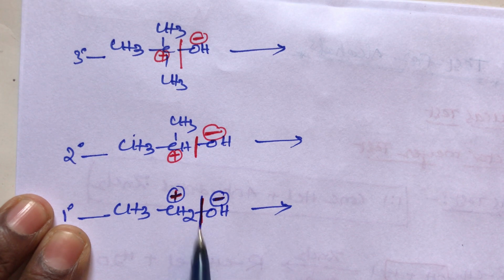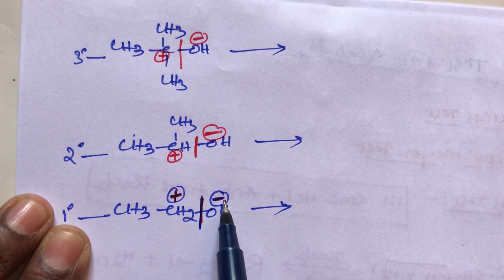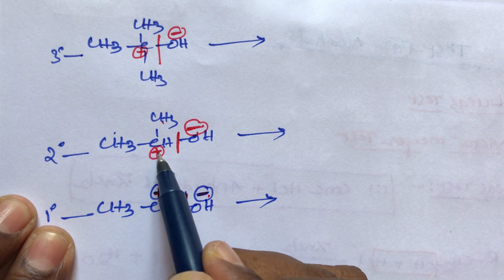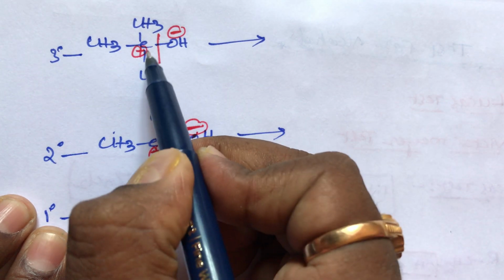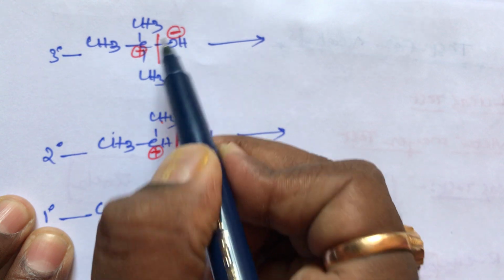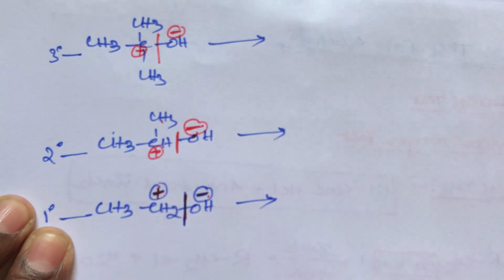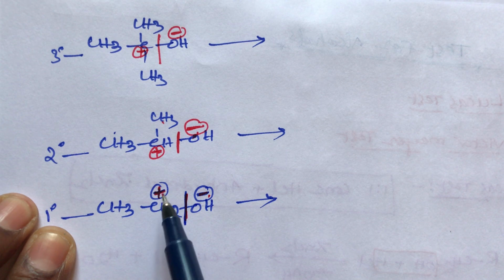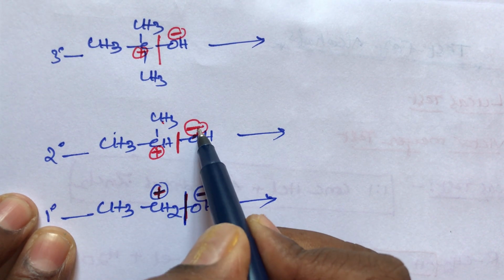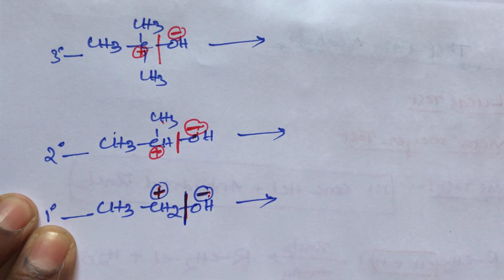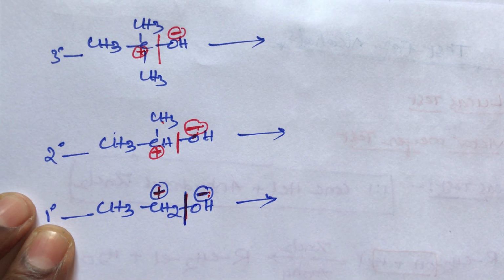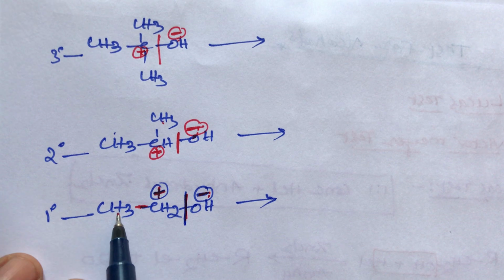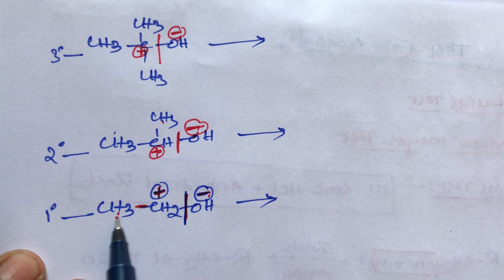Easy bond breaking. Here plus-minus strong attraction is there, and here also plus-minus, that means positive and negative charge, strong attraction is there. Out of these three, which one has weak attraction? Plus-minus attraction here, and here also plus-minus attraction. So out of these three, which has the weak attraction? In the primary alcohol, a CH3 group is at the back.